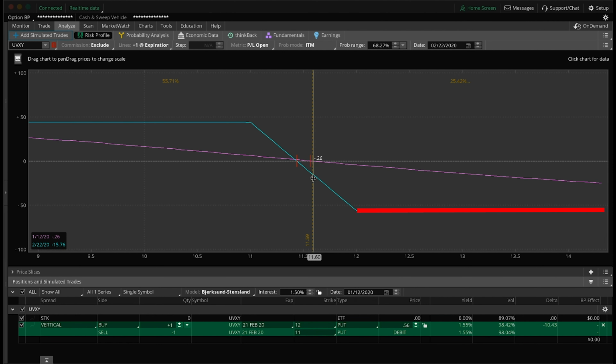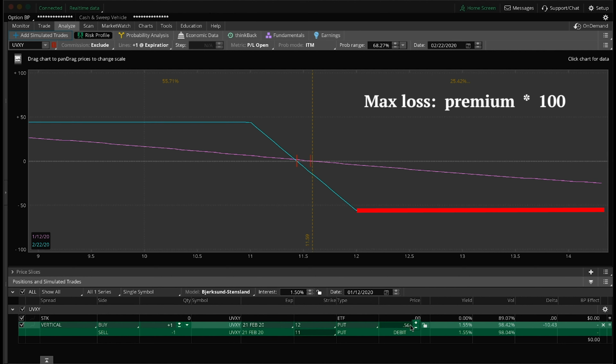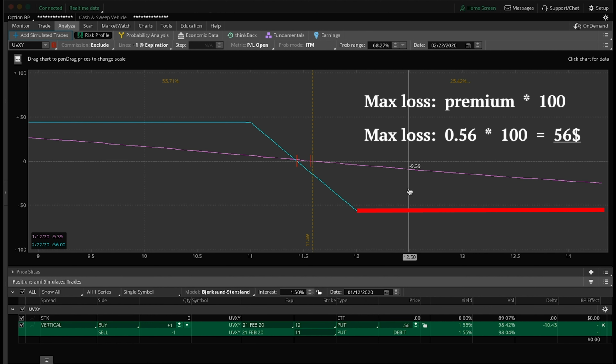So a few things to highlight really quick. First of all, this max loss over here, this is just the premium paid multiplied by the options factor of 100, because one contract equals 100 shares of the underlying. So 56 cents times 100, you can see the max loss is $56. No matter what happens, if we see one of those massive spikes, if a flash crash happens, under no circumstances could you lose more than $56 per contract.